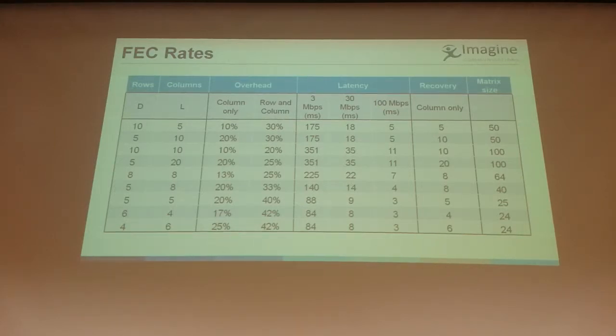And if you're dealing with SD, there's certain limits. With SD, L times D has to be less than 1500. If it's HD, it can be up to 3000. And if it's 3G, the number can be 6,000. So there are bounds on how big these matrices can be.